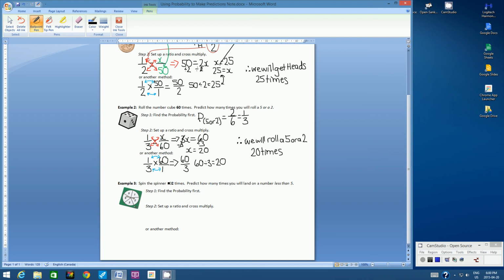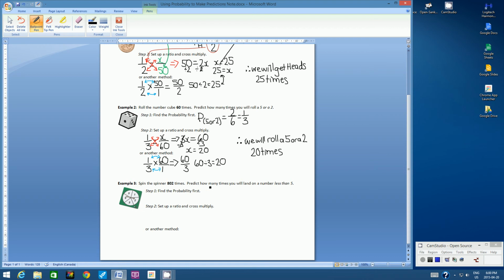Example 3. Spin the spinner 802 times. See, this is an experiment that you wouldn't want to do because you'd have to do it 802 times. Predict how many times you will land on a number less than 3. So let's look at the spinner here. So it's a spinner that has 5 equal sections, numbered 1, 2, 3, 4, 5. Okay, that's good to know.